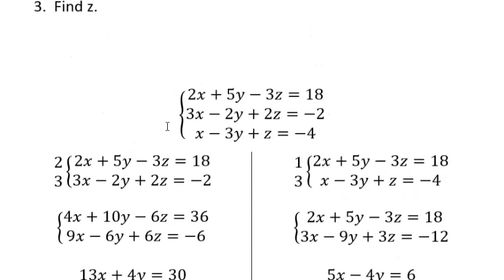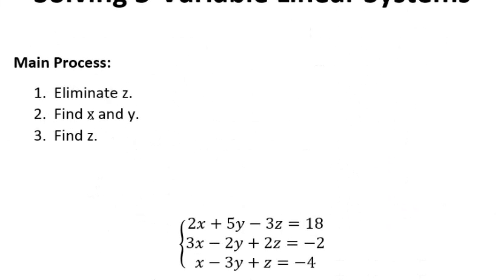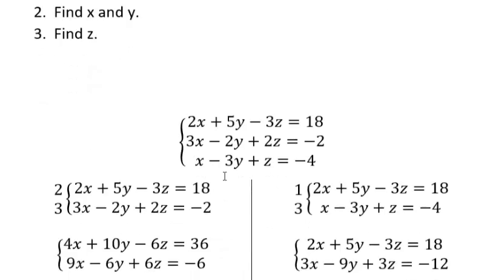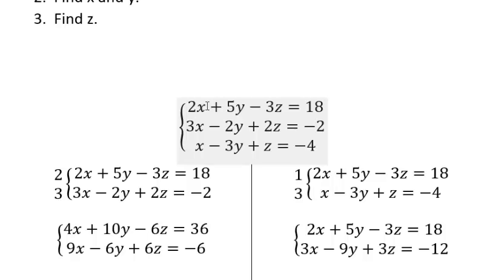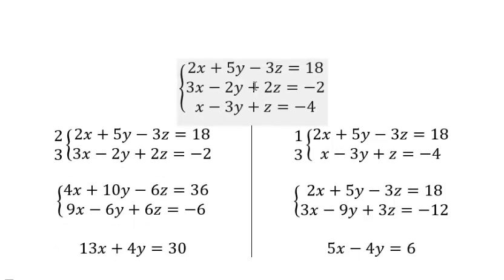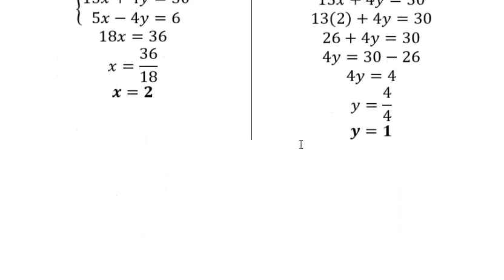Okay, so I already did step 2. I found x and y. My final step will be finding the z, the last letter that is missing. How am I going to do that? I'm going to go to the original exercise, the first thing that you see in here, the original exercise. I'm going to copy the first equation. You can copy any equation, but I'm going to choose the first one.